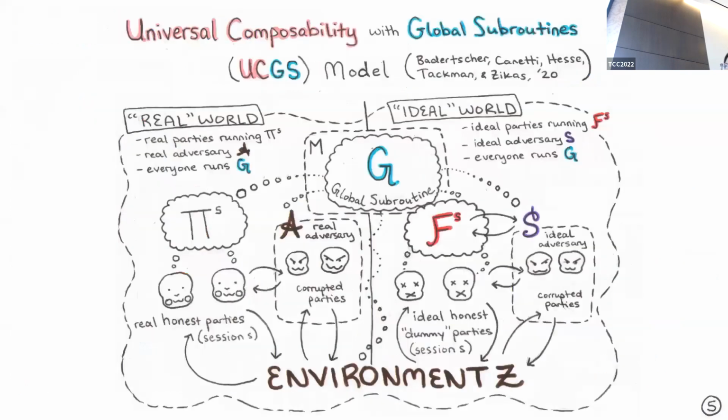We're working in the UC model. So very briefly, there is a real world where the parties are running the real cryptographic protocol Pi, in the presence of an adversary A. In the ideal world, there are dummy parties who are talking to the ideal functionality F in the presence of an ideal adversary S, and we say that Pi UC realizes F if no environment Z can tell whether it is living in the real world or in the ideal world.